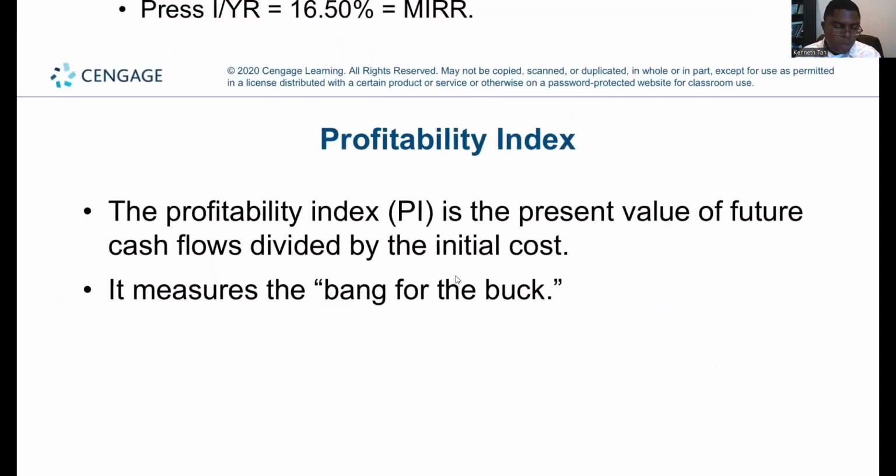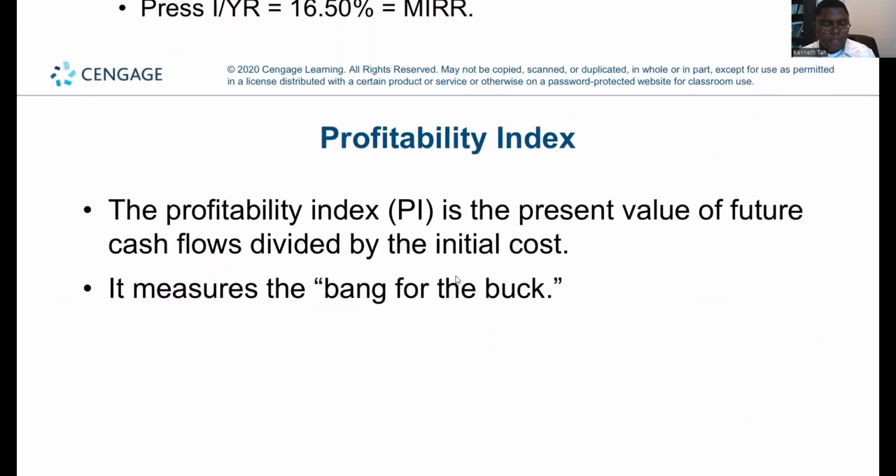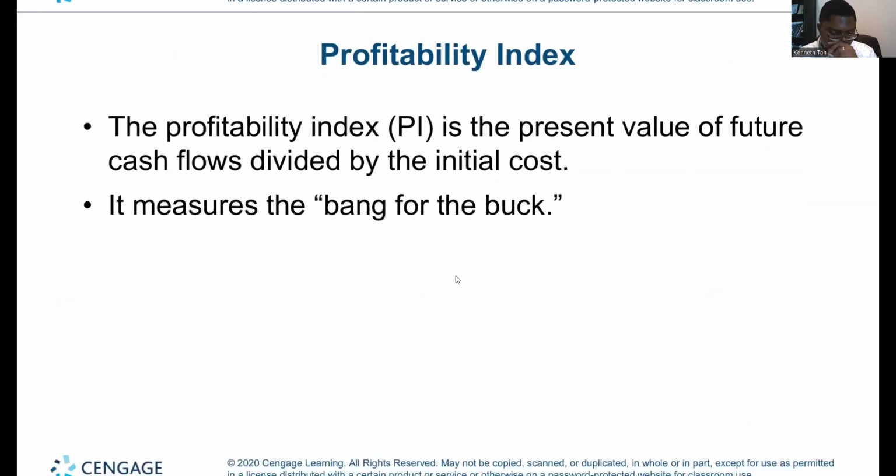Okay. Now we want to go to the fourth method, which is what we call the profitability index. The profitability index is the present value of future cash flow divided by the initial investment. So it measures the bang for the buck. Initial investment is the buck. The bang is the present value of the future cash flow. So it's really similar to what we use in the calculation of present value.